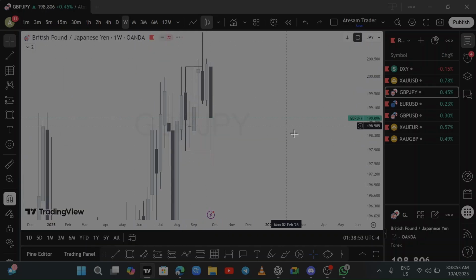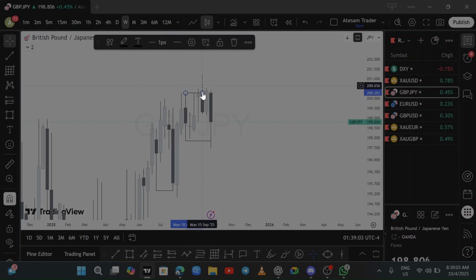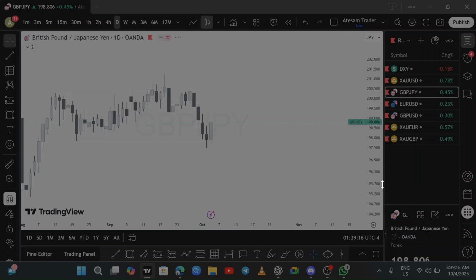So if you come to the weekly, what we have done here, this candle, taken a lot of this liquidity. If you see this one, this is the range high. Range high is already taken. And what happened here? Range low is taken. When this weekly candle taken the low, we can expect some kind of rejection. So that was my idea.